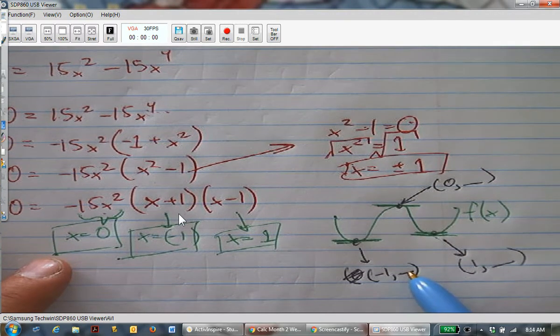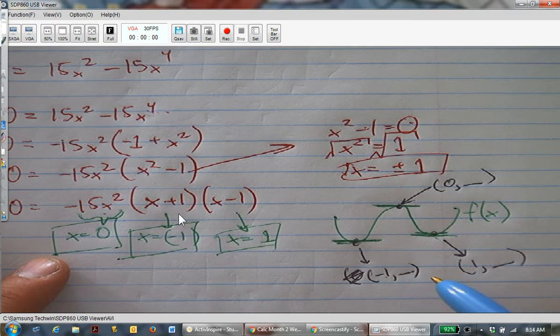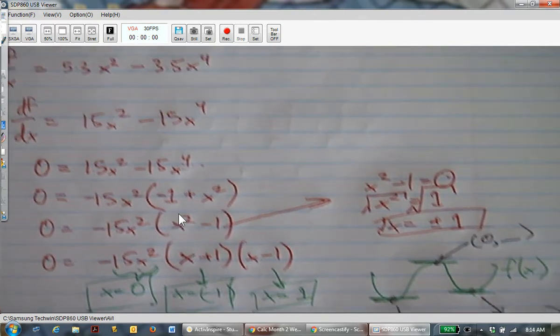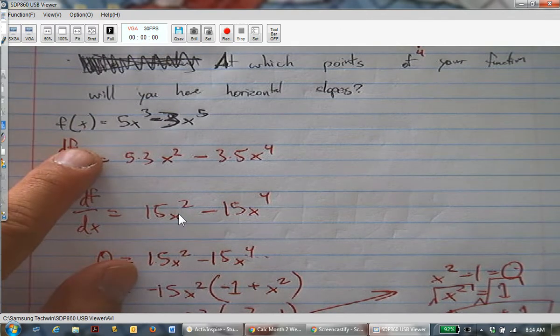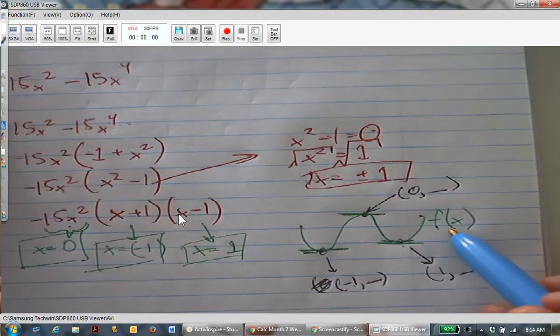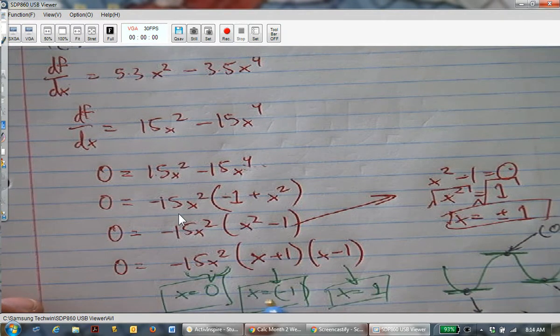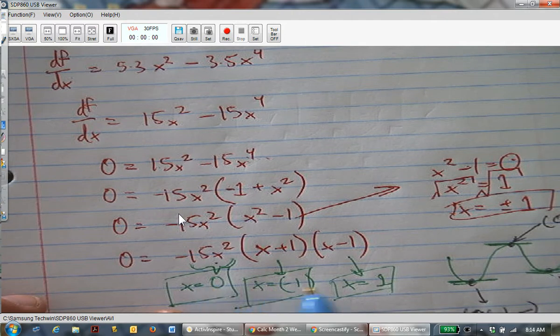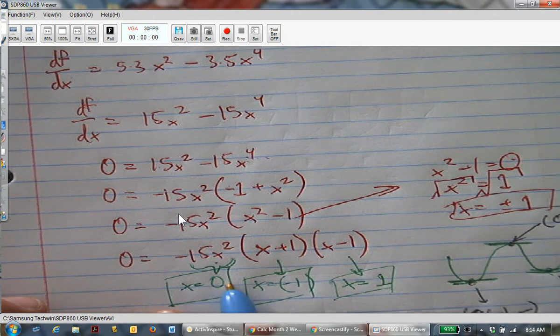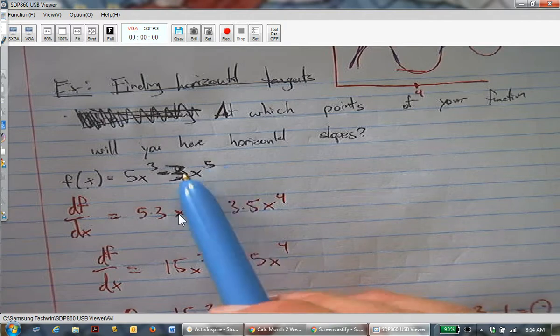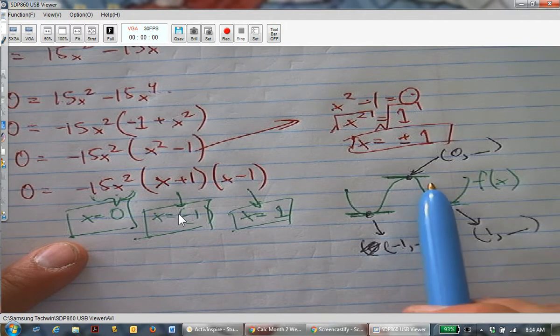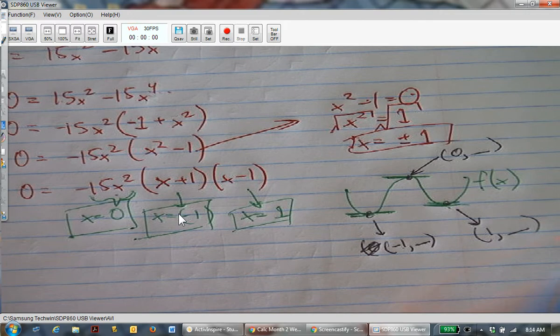How would you figure out the y values for that? Plug it into what? Point slope or the original function. Just the original function, because remember, we're looking at the original function f of x. We use the df of x to find out where the slopes are 0, but these are actual coordinates. And then we're going to plug these coordinates into the original function to get a y value for each coordinate. Does that make sense? I'm not going to go that step now, but just keep that in mind.